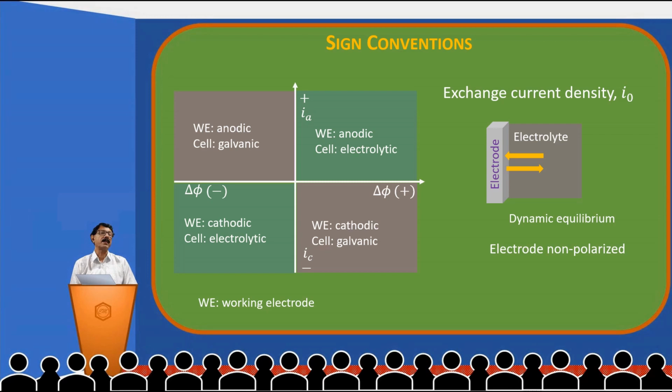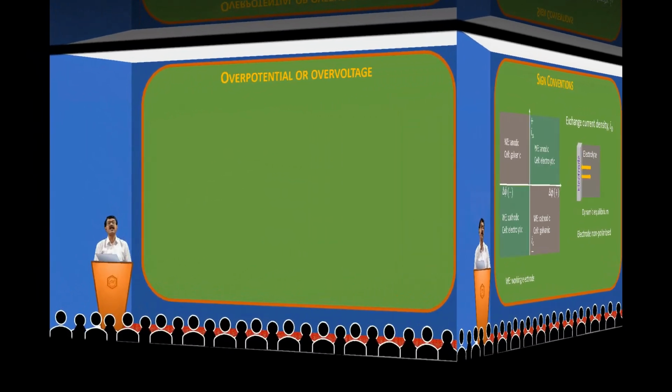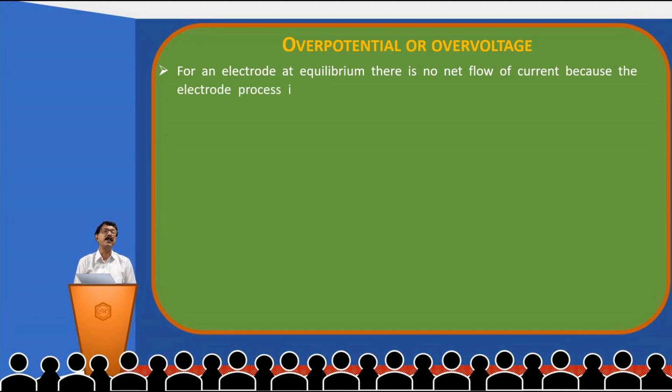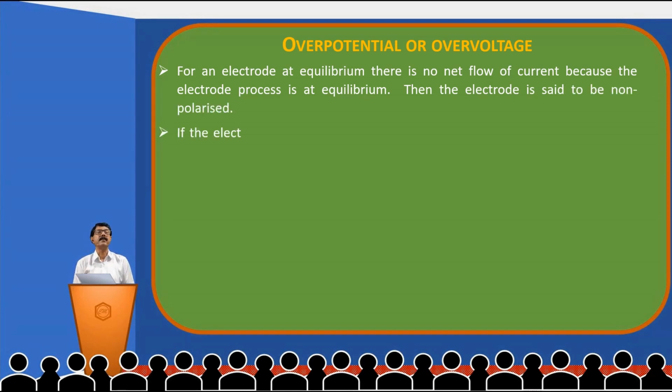When these two reactions occur to the same extent, an equilibrium is established. The rate of exchange of charge is called the exchange current, capital I0. When we refer this to unit area of the interface, it is the exchange current density represented by small i0 or lowercase i0. For the electrode mentioned earlier, there will be no net flow of current because the electrode process is at equilibrium. Then the electrode is said to be non-polarized. On the other hand, if the electrode process is not at equilibrium, a net current flow will occur and the electrode is said to be polarized.